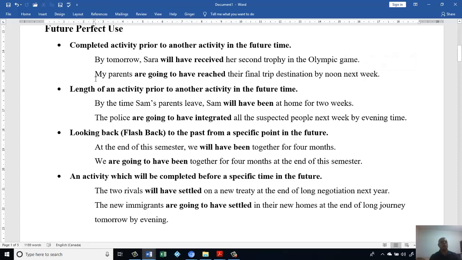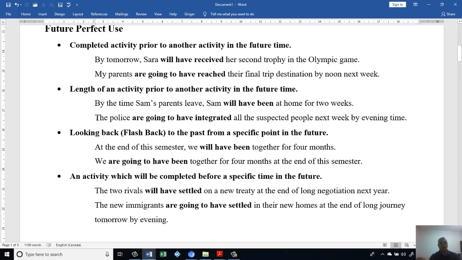Okay, let's go to the second use of the future perfect: the length of an activity prior to another activity in the future time. For example, by the time Sam's parents leave, Sam will have been at home for 2 weeks.